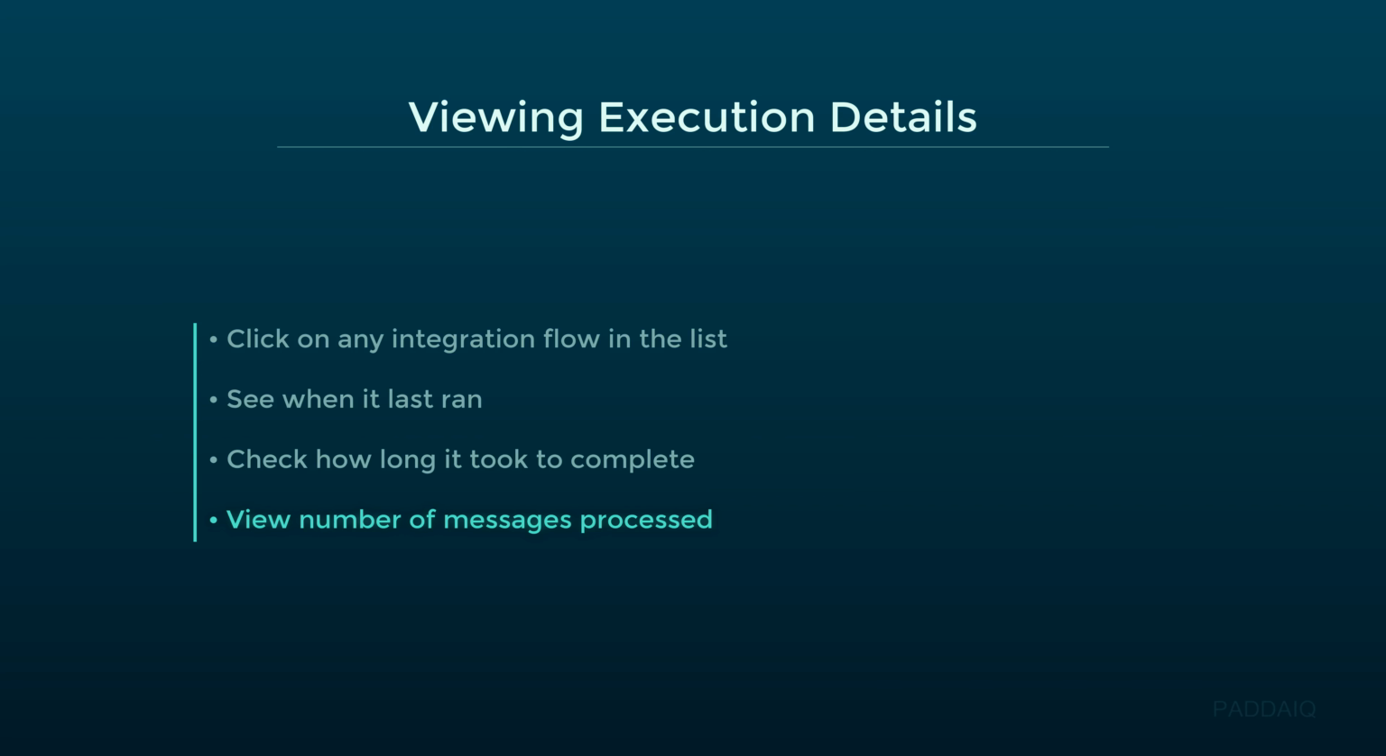View number of messages processed. This means checking how many individual data communications your application has successfully handled. For example, in a shipping app, you could see that 150 tracking update messages were sent to customers today. Monitoring this count helps you verify your integration flow is operating as expected and confirm the volume of data transactions completed.